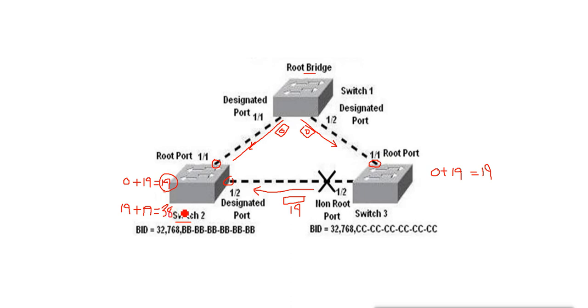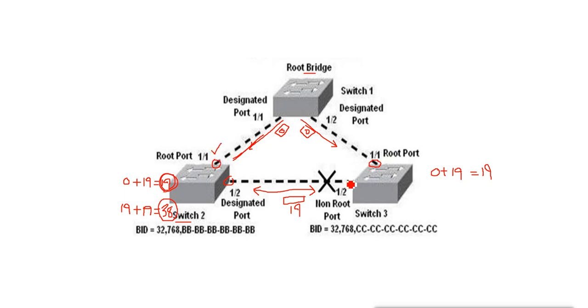Now if switch 2 tries to go to the root bridge from this path, it will be 38. This is the path cost. And if it tries to go from this side, then the path cost is 19. So which one is good? This one is good, and this one is not good.